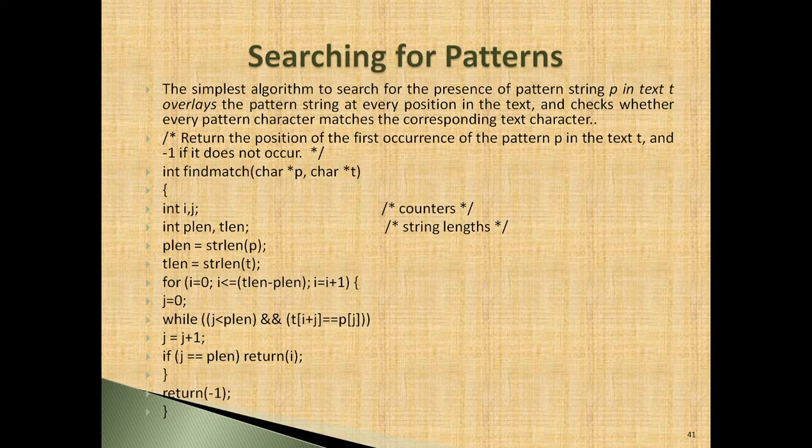So here we are finding the given pattern of the string within the text. One of the simplest algorithms to find out the presence of a pattern string P in the text T overlays the pattern string at every position in the text and checks whether every pattern character matches the corresponding text character.